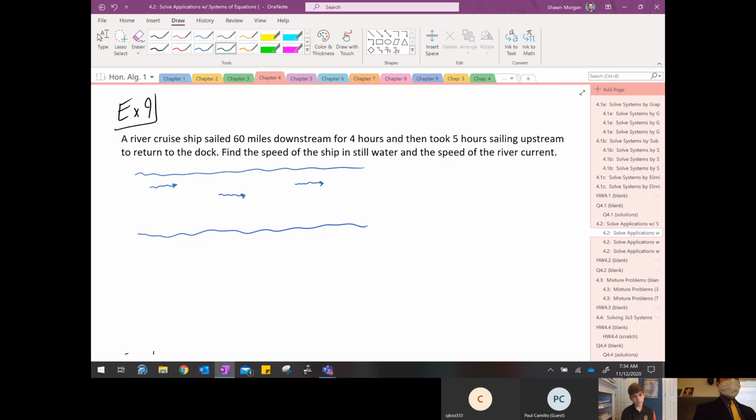Now there's a cruise ship in this picture coming off of a dock. Y'all don't judge my artistic prowess here. There's the cruise ship, okay? And it's going to go 60 miles downstream and then 60 miles back upstream, all right? 60 miles down, 60 miles back.